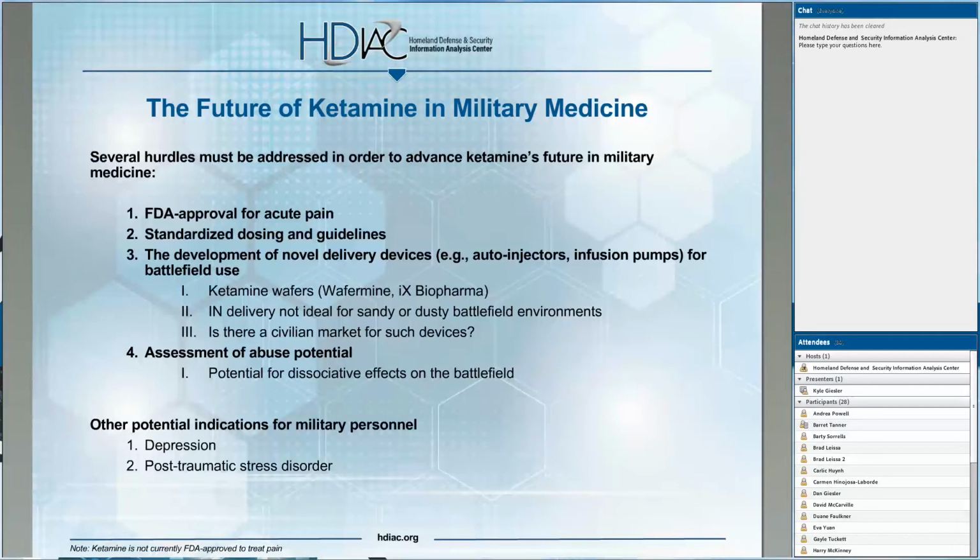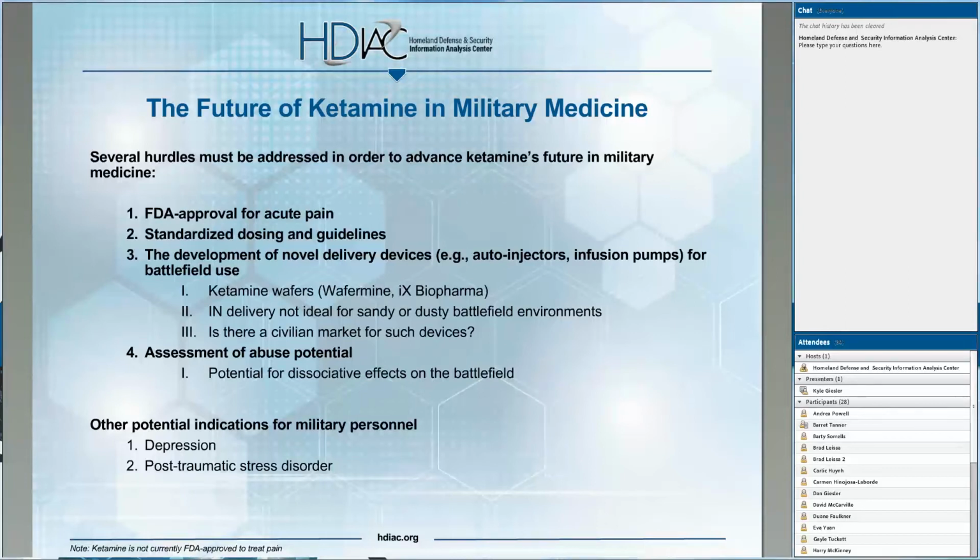Is this pain coming from dental pain, lower back pain, leg pain? Of course, blast injuries are very complex, and it's very difficult to assess for a given injury what kind of pain medication would be best. But a standardized dosing regimen and guideline would be the first step down that path. And then, of course, the question becomes, what kind of delivery device should ketamine be administered through? An infusion pump, an auto-injector?